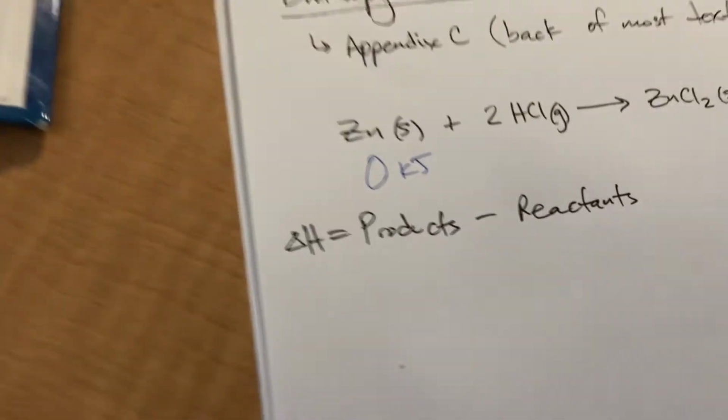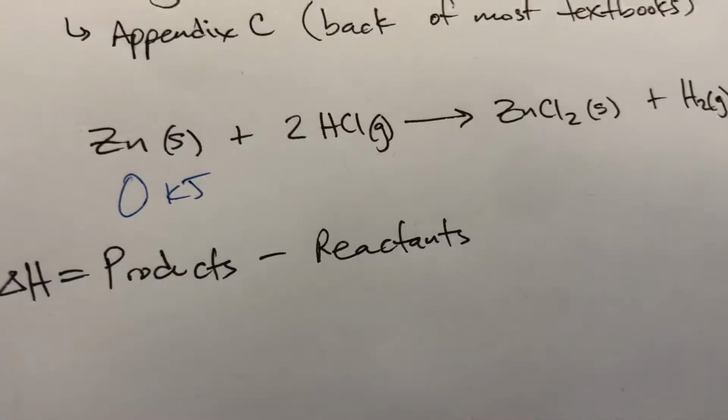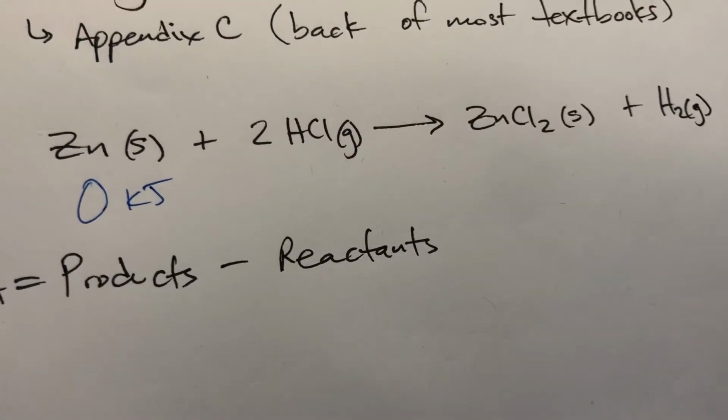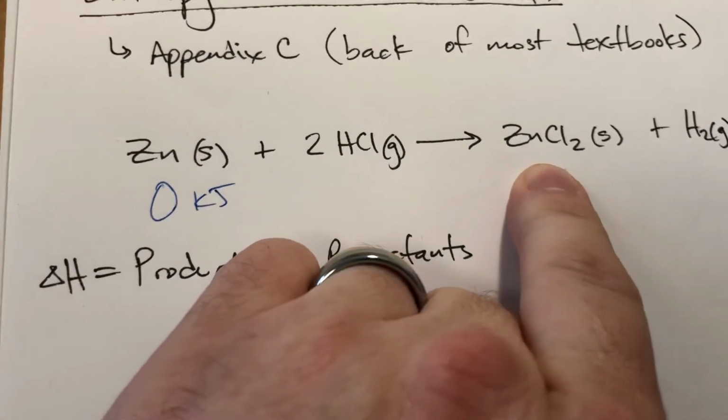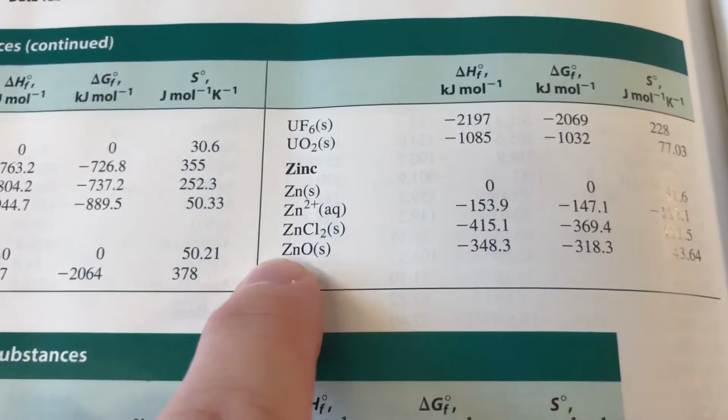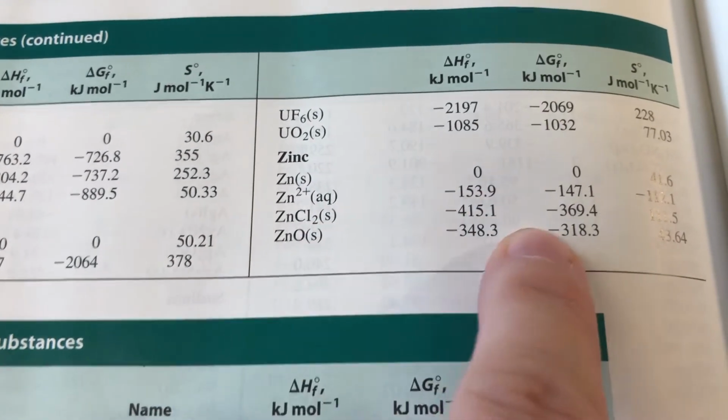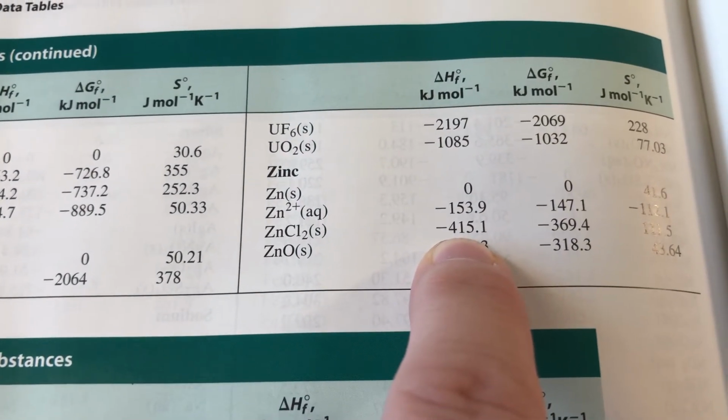Okay, now we need HCl gas. Actually, since I'm already in this part of the book, I'm going to look up ZnCl2 solid. It's all in alphabetical order. So, ZnCl2 solid is negative 415.1.